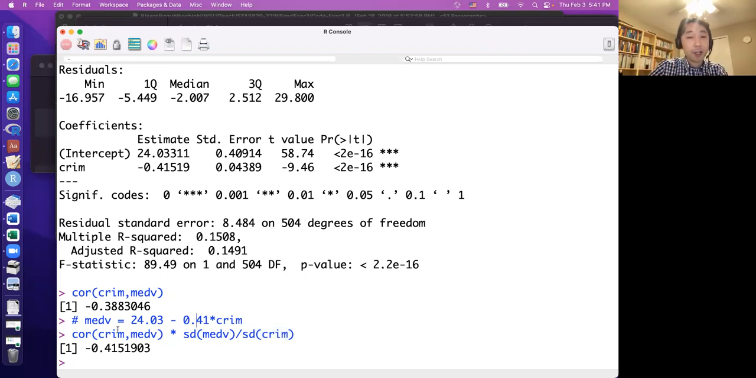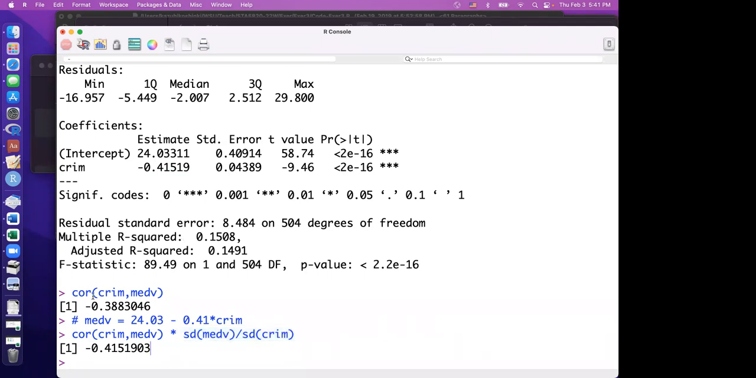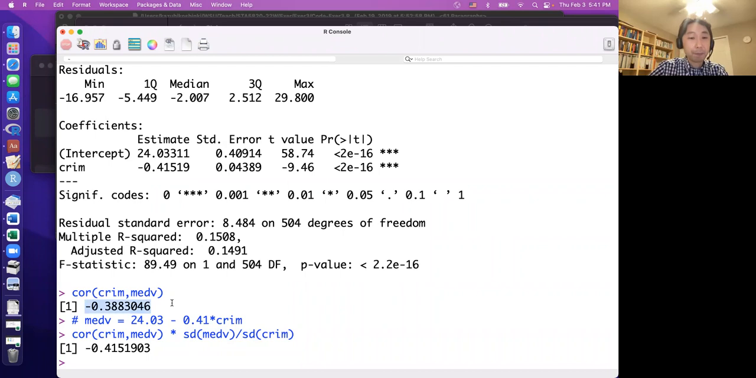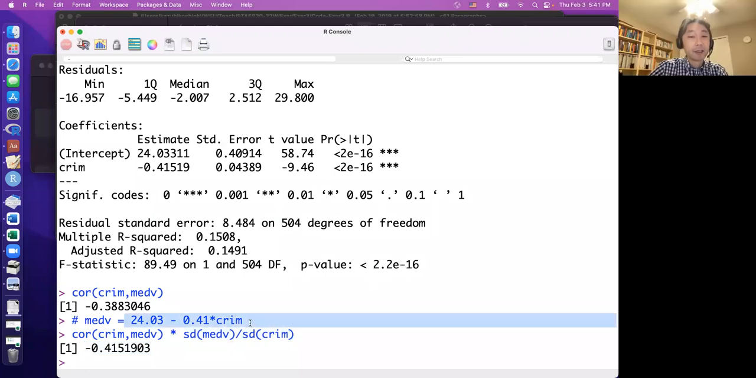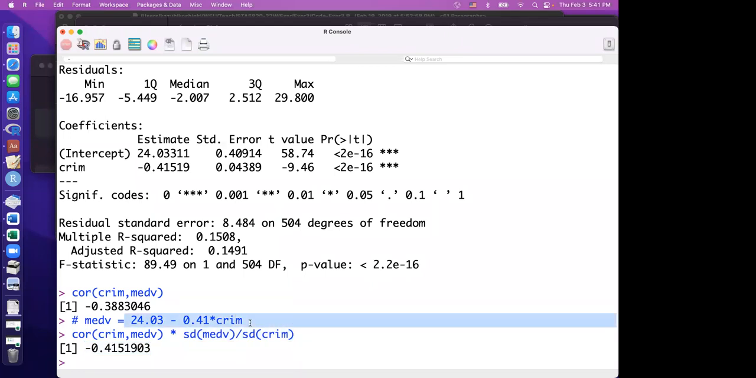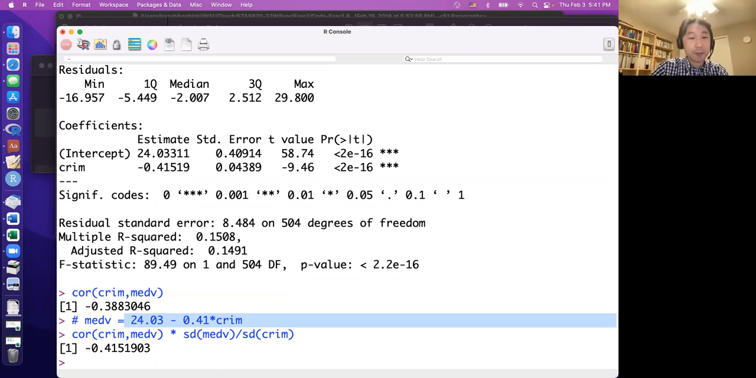So in such a case, the correlation coefficient and the coefficient of crime rate are the same value, but here we have different scales for different variables. So we have an adjustment here. So the correlation coefficient is negative 0.388, and then the negative 0.4151 is this one, yeah. The coefficient in the linear regression relationship, yeah.